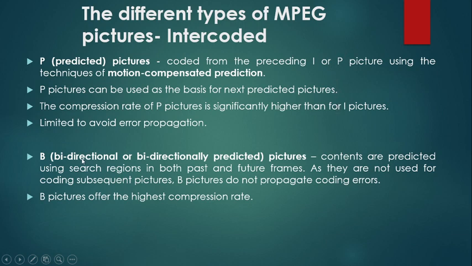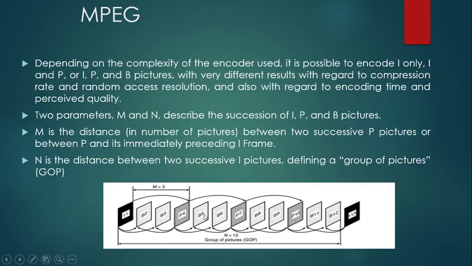And B frame, it is predicted by using both the past and future frames, that is I and P frames. So B pictures do not propagate the coding errors because they are not used for predicting the other frames. So we can see an example.